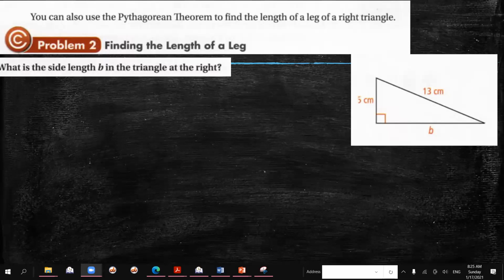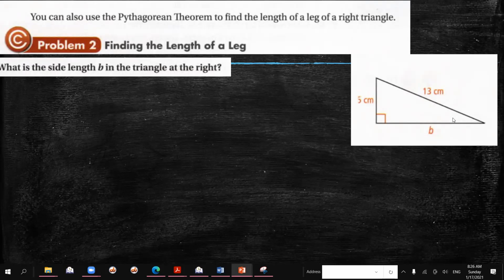What does it mean? Look at this triangle here. You have the length of the hypotenuse, which is 13, and the length of one of the legs. I need to find the length of the other leg. So here, I have the hypotenuse, I have the length of one leg, and I need to find the length of the other leg. Also, I have to use the Pythagorean theorem.